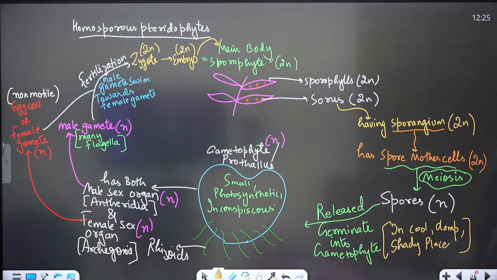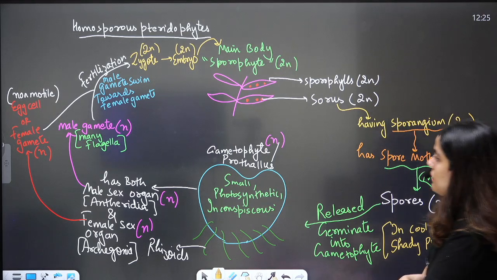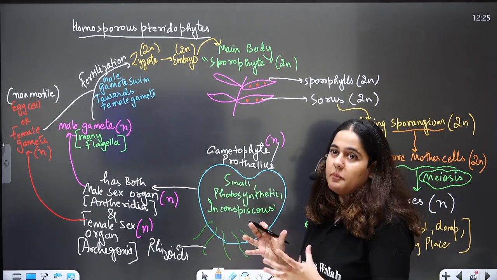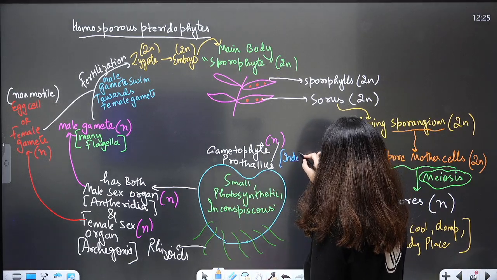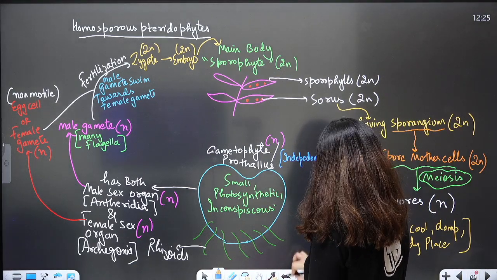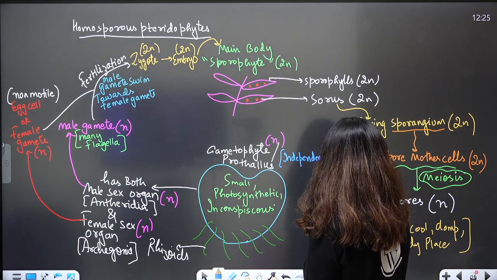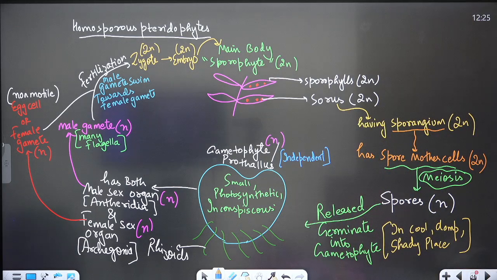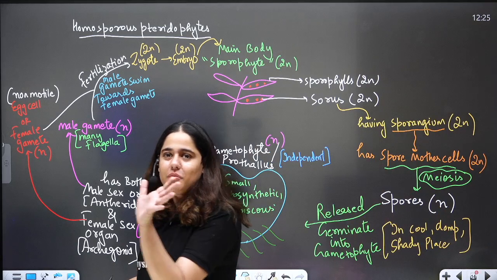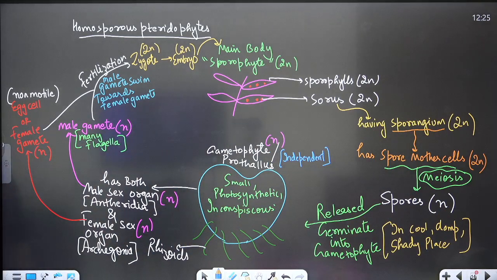Okay. So I am giving you a few seconds to understand it. Let me know if you have any confusion. Can I say here the gametophyte is independent? It is not formed on the parent body. It is independent. It is not dependent on the parent body. It is formed from, separated from the parent body. That's why it is independent. Okay.